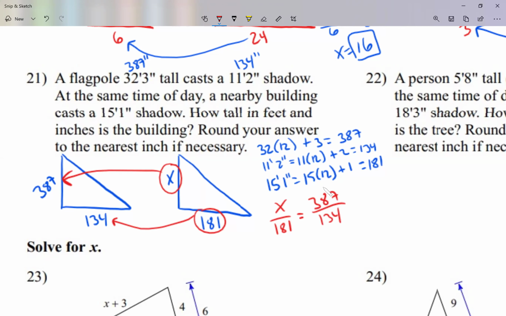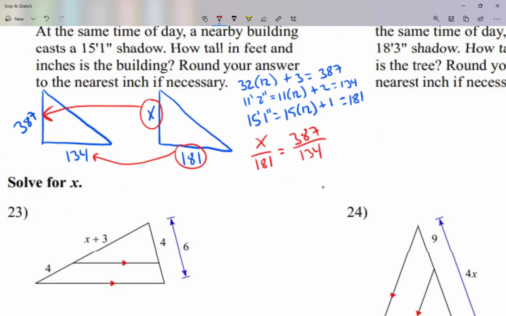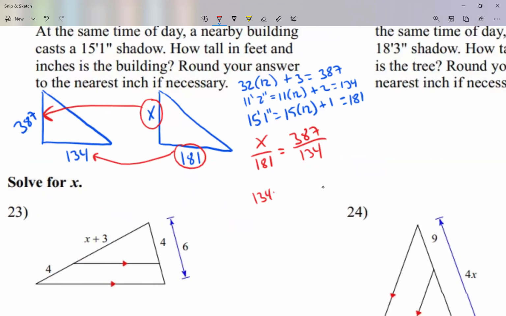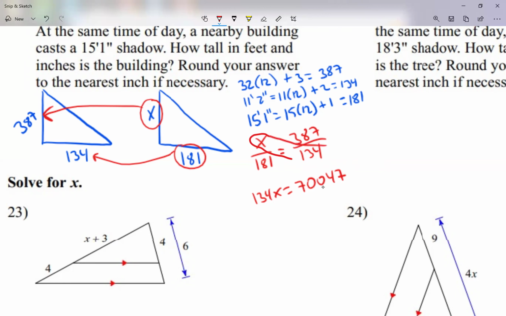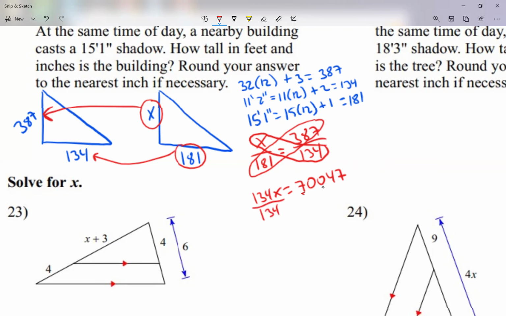Cross multiplied, I have 134x is equal to 70,047. Wait, how did we get that? Because I went 134 times x. That's how I got 134x. But then I went 387 times 181. That's what gave me 70,047. To solve for x, let me divide both sides by 134.